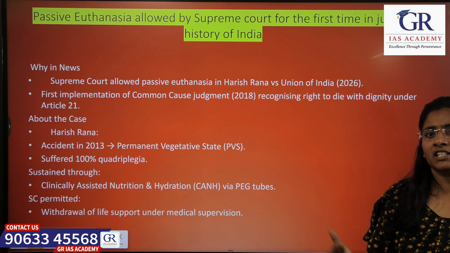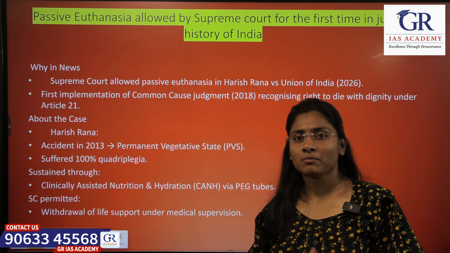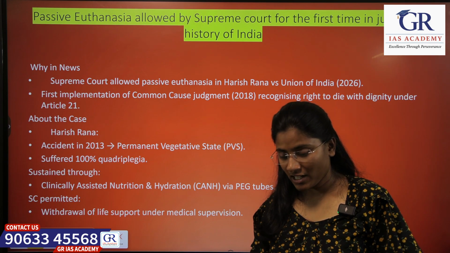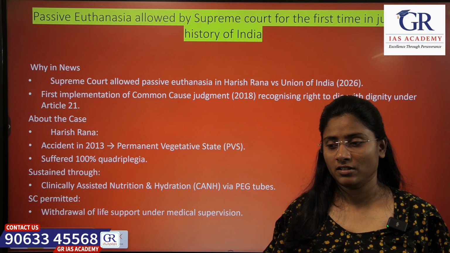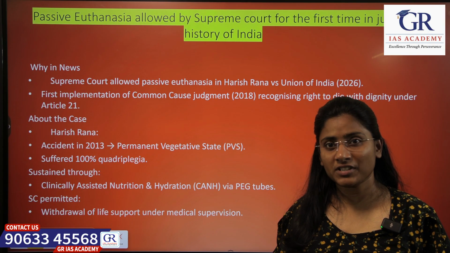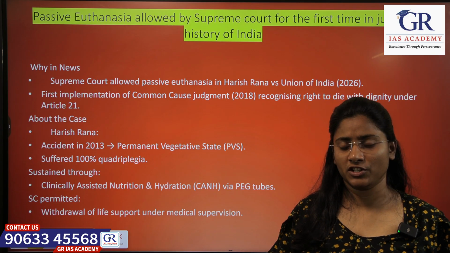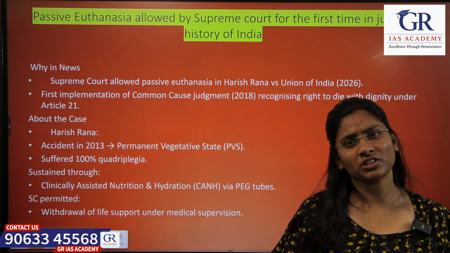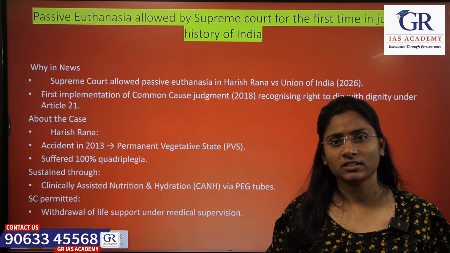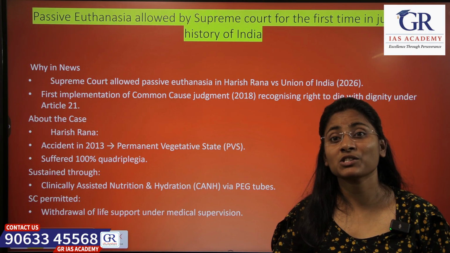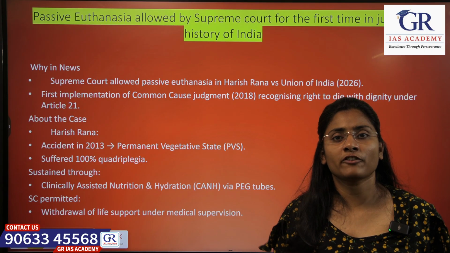Normally people die because of natural reasons or some accidents, right? But whenever a life is taken intentionally with the help of outside influences like injection, that is called euthanasia. Okay, fine. What are active euthanasia and passive euthanasia? Whenever you are giving some injections to kill a person, that is called active euthanasia. That is illegal in our country.